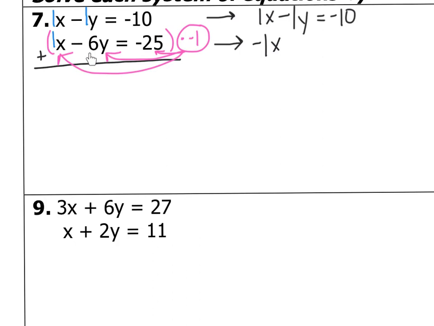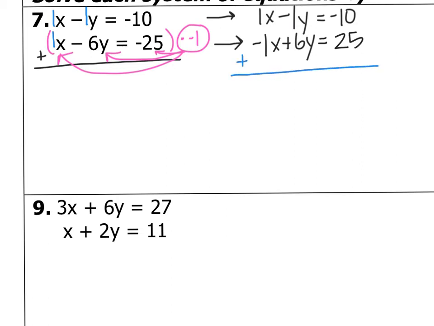Negative 1 times negative 6y, that minus makes that negative, equals positive 6y. And negative 1 times negative 25 gives me positive 25.